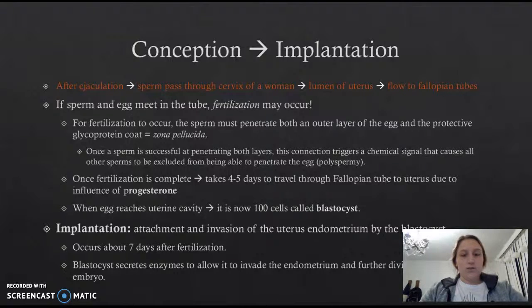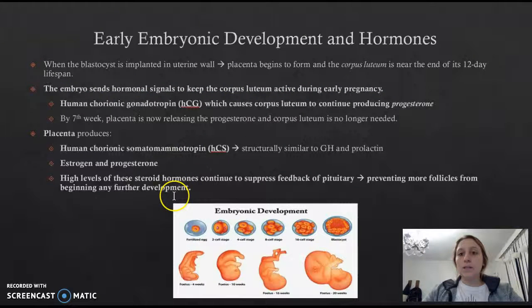So going on to early embryonic development and hormones. When the blastocyst is implanted in the uterine wall, the placenta begins to form and the corpus luteum is near the end of its 12-day lifespan. The embryo sends hormonal signals to keep the corpus luteum active during early pregnancy, and this is mostly to make sure that the placenta can develop fully, so that it can take over the hormone release.